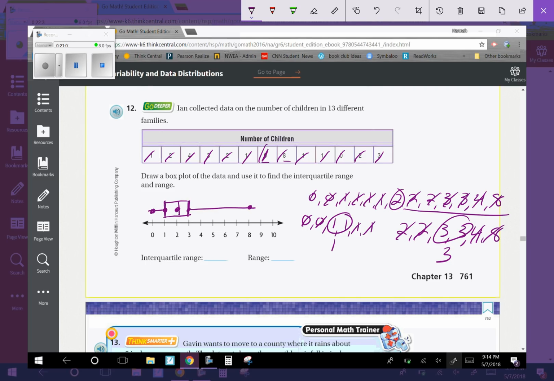So my box plot should look something like that. Now I need to find the range, which is going to be 8 minus 0. The range is 8. Interquartile range is my upper quartile here minus my lower quartile. So 3 minus 1, which is 2.